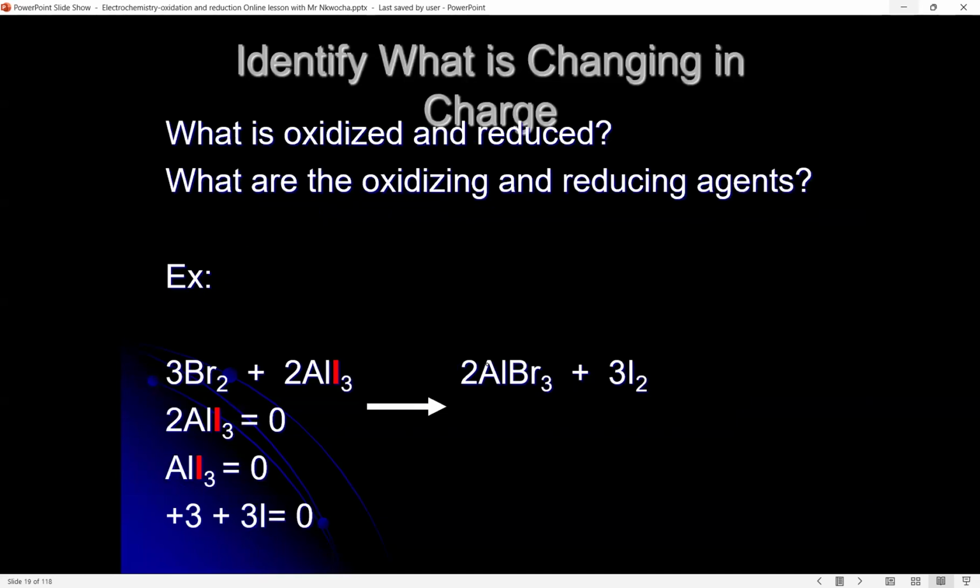JAMB question: what is oxidation? What is oxidized and what is reduced? See here. Very simple. You don't need to suffer too much before you understand this thing. What is oxidized? What is reduced?